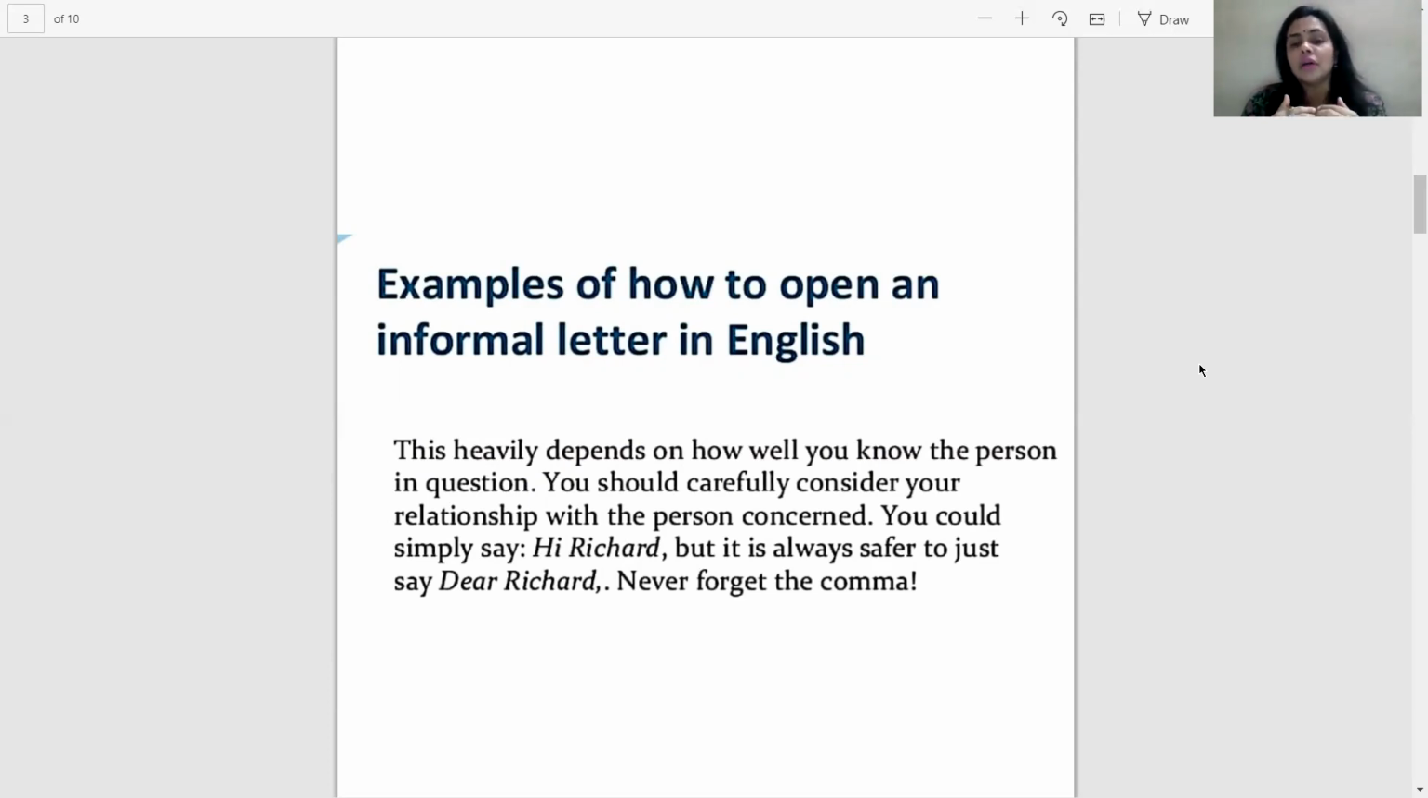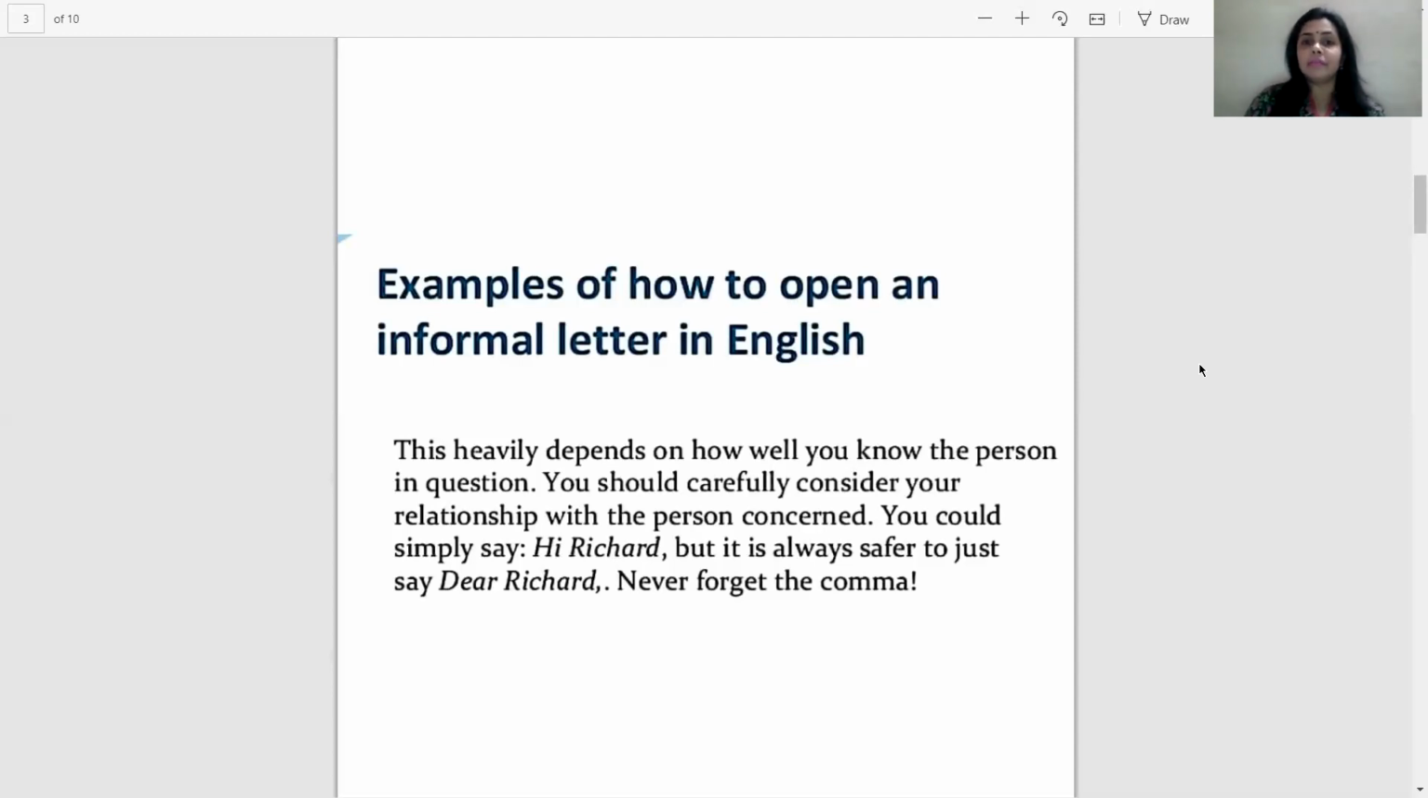So there are a few examples of how we can begin an informal letter in English. This heavily depends on how well you know the person. Of course, if you are writing an informal letter, the person you are writing to is well known to you, very close to your heart. You remember him or her, and that is why you are communicating by writing a letter.